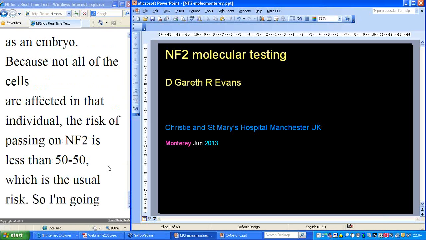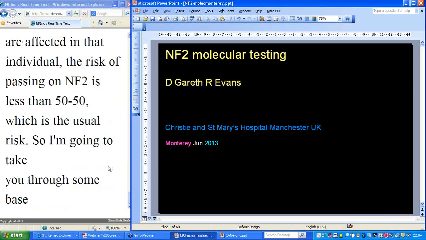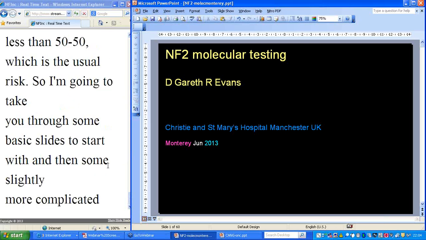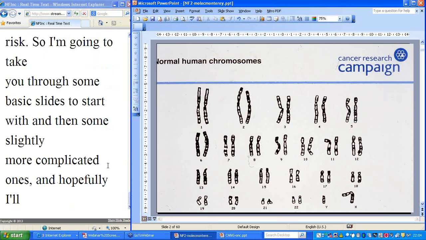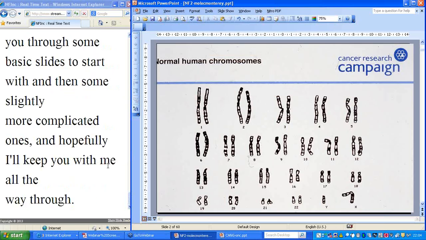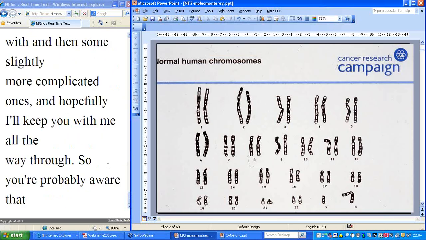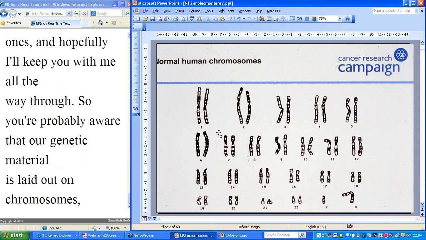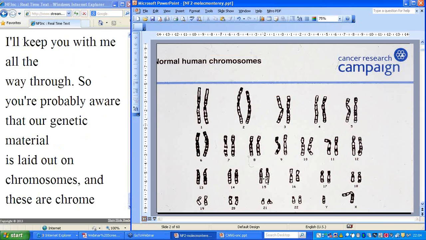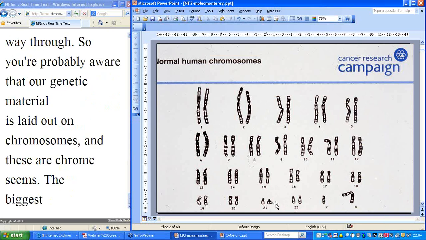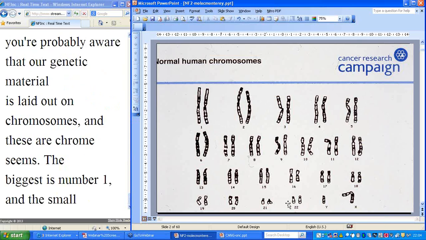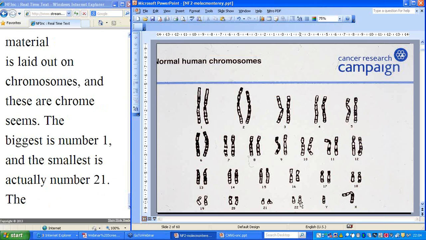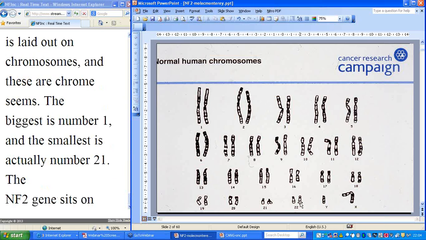So I'm going to take you through some basic slides to start with, and then some slightly more complicated ones, and hopefully I'll keep you with me all the way through. So you're probably aware that our genetic material is laid out on chromosomes, and these are our chromosomes. The biggest is number 1, and the smallest is actually number 21. And the NF2 gene sits on the long arm of chromosome 22 here.